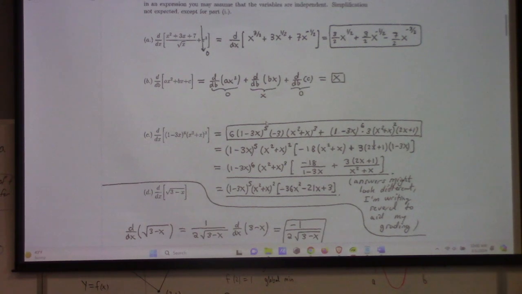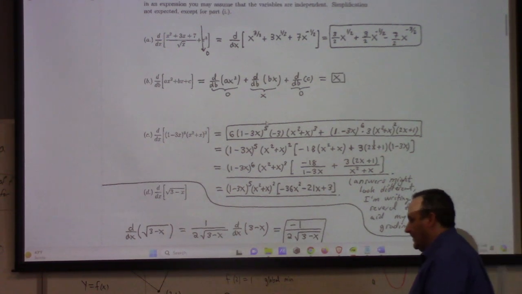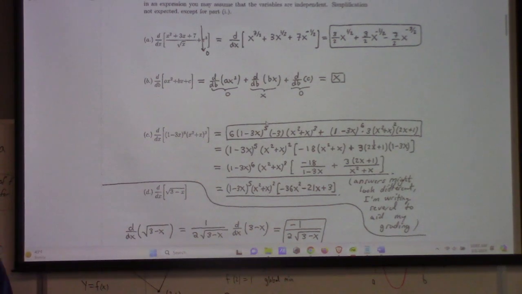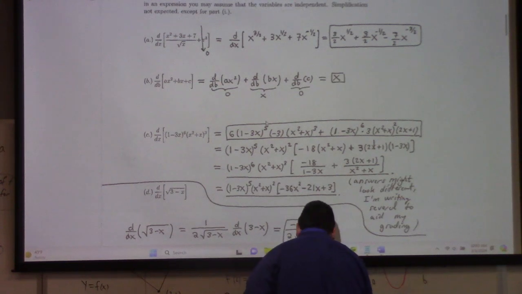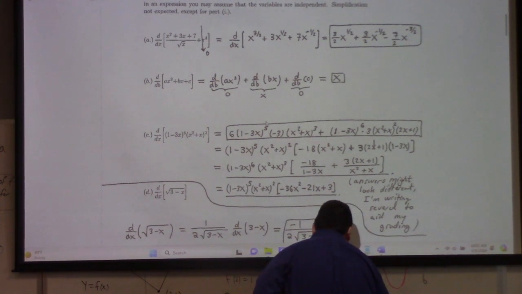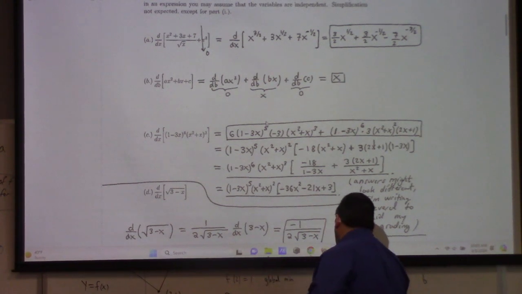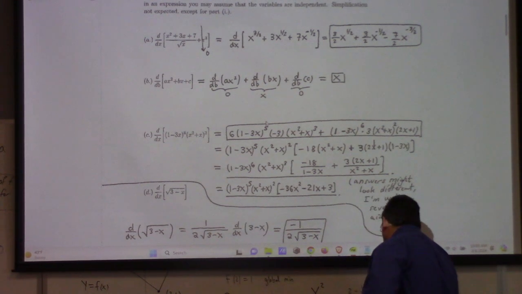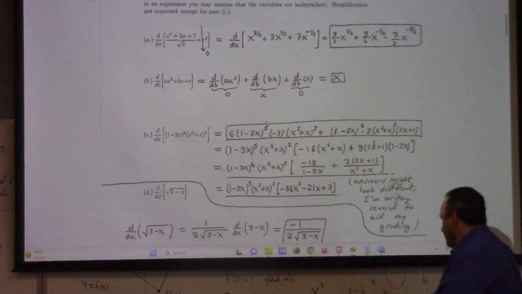Yeah? I had a question about letter A. How did you get x to the 3/2, when it's x squared in the first? Oh, because x squared over the square root of x is, what is x squared over the square root of x? So this is x to the 2 minus 1/2, which is x to the 3/2. That's where that's coming from, but that's fine.